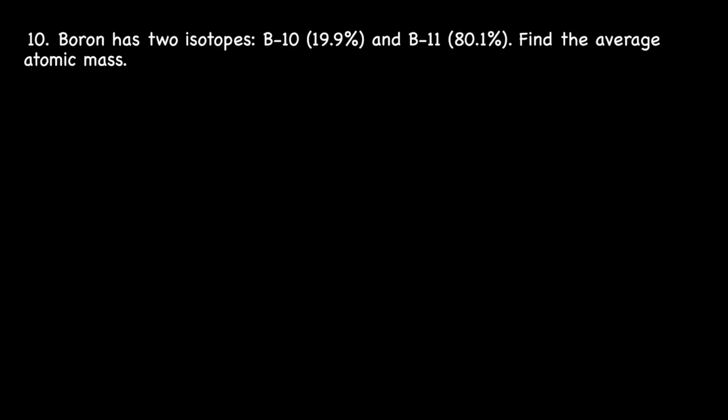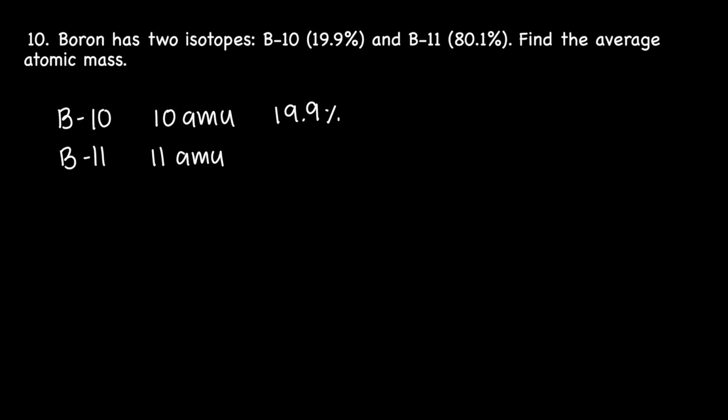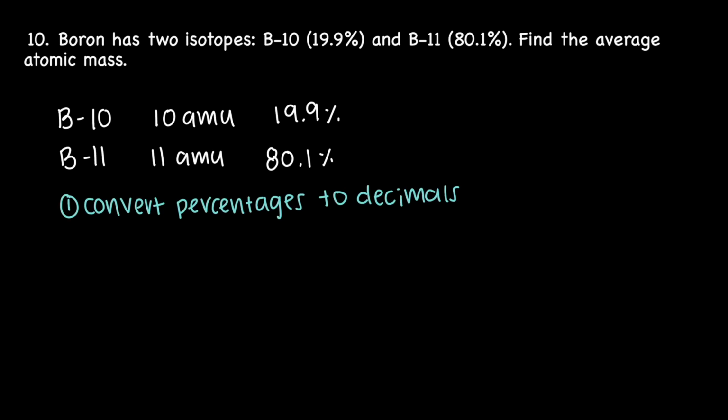Question 10. Find the average atomic mass of boron. Boron 10, 19.9%. Boron 11, 80.1%. First, convert percentages to decimals by dividing each percentage by 100. 19.9% becomes 0.199, and 80.1% becomes 0.801.